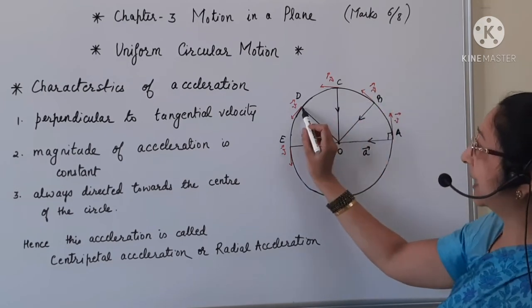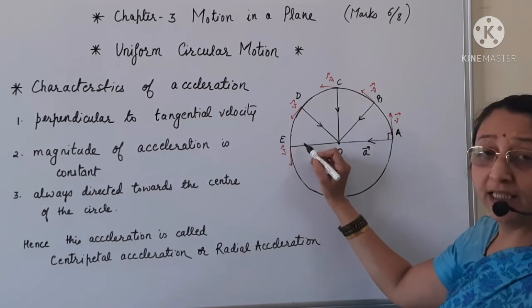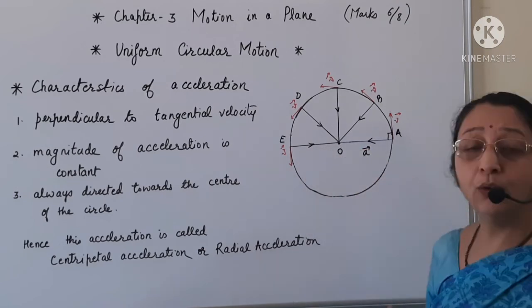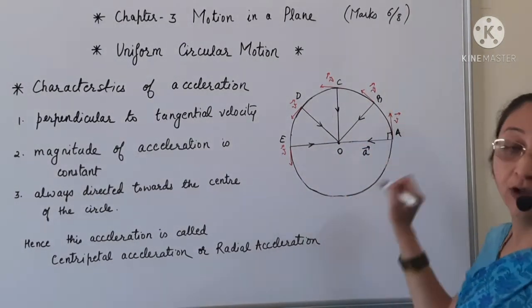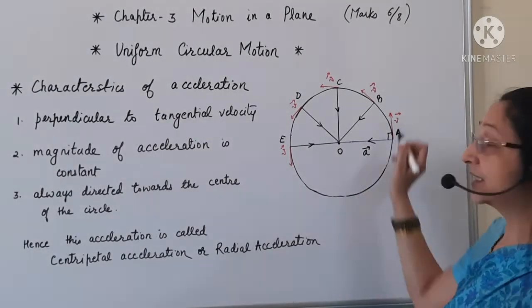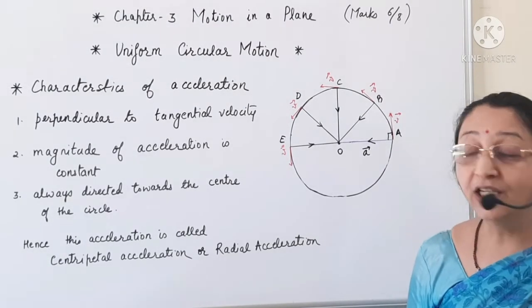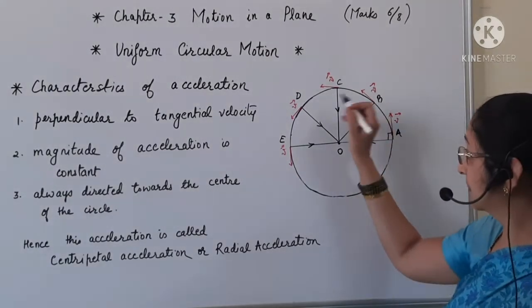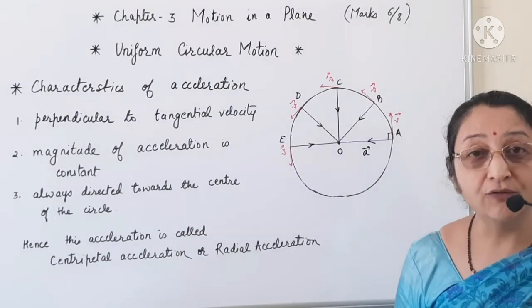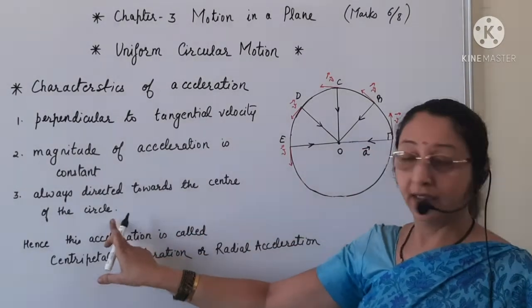If the particle is at point D, the direction of acceleration is along DO. If it is at point E, the direction of acceleration is along EO. Similarly, for all the points on the circular track, the acceleration is always directed towards the center of the circular path, which is O.